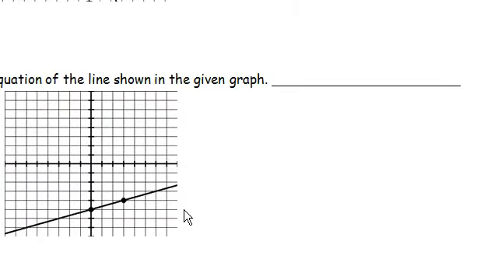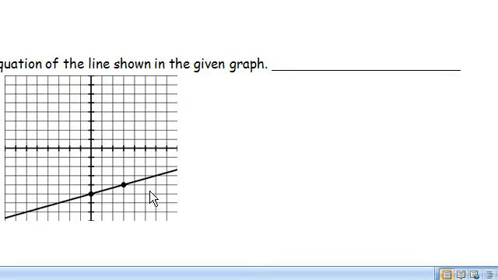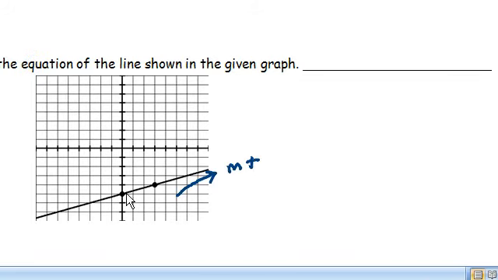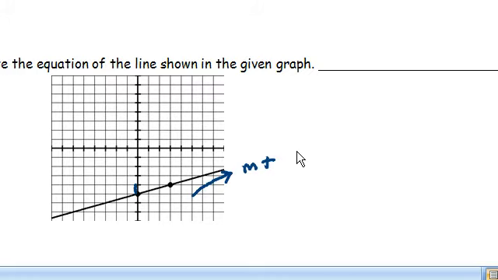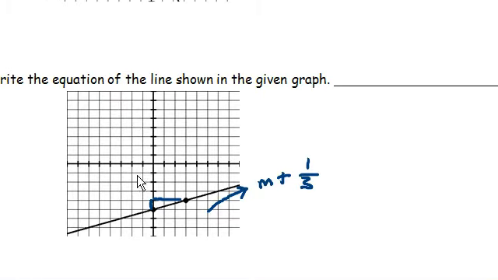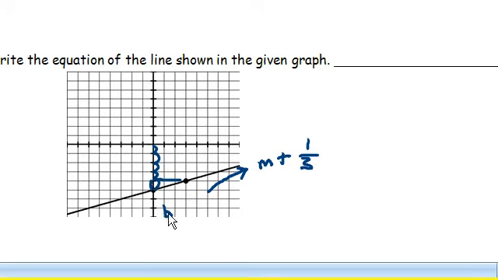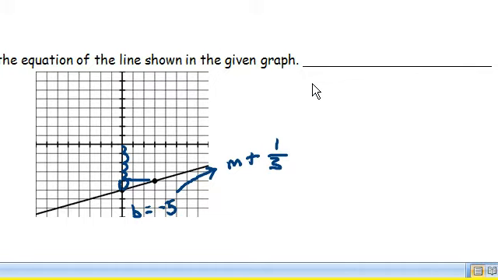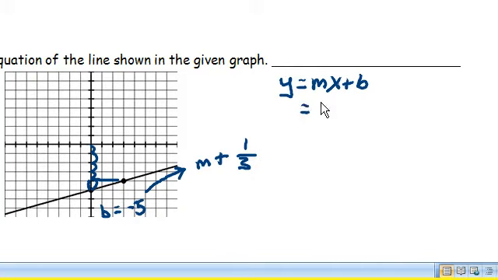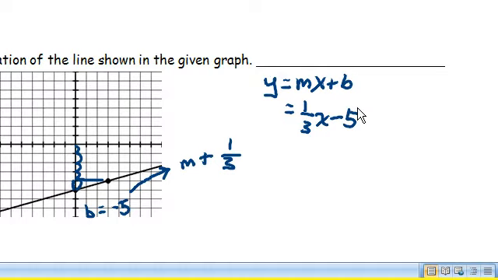Write the equation of the line shown in the given graph here. Well, we see that our line is sloping upwards here, so we know that our slope is going to be positive, and it'll be positive 1 over 1, 2, 3, so 1/3. So our slope is 1/3, and our b, let's see, 1, 2, 3, 4, 5. So b equals negative 5. So using our equation y equals mx plus b, we get y equals 1/3 times x minus 5.